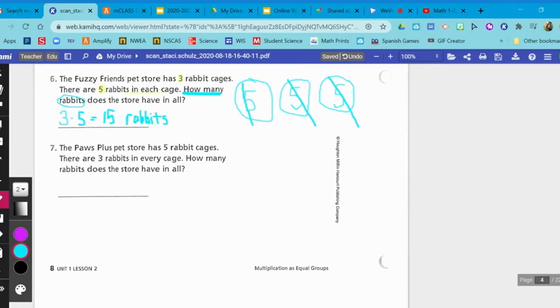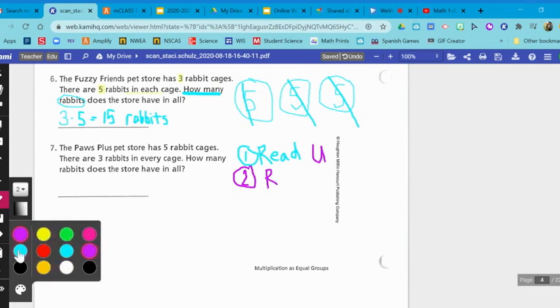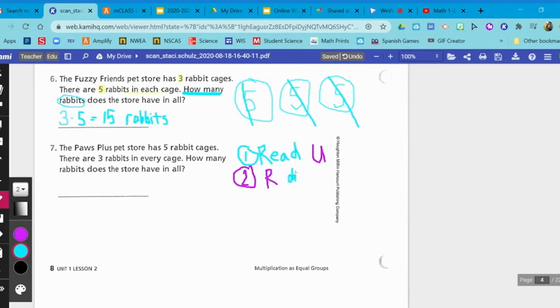Otherwise, I would like you to move to number 7, or numero siete. This particular problem, I would like you to complete on your own. Don't forget that your first step is to read it. How many times? Probably 3 times, right? Read it multiple times so that you know what the problem is about. And this helps you to understand what the problem is about. What's your second step going to be? Yes, your second step is going to be to represent. You are going to make sure that you show your math drawing on the side with your equal groups.